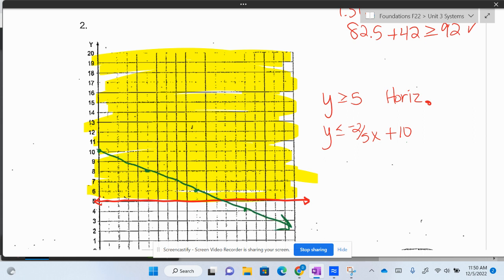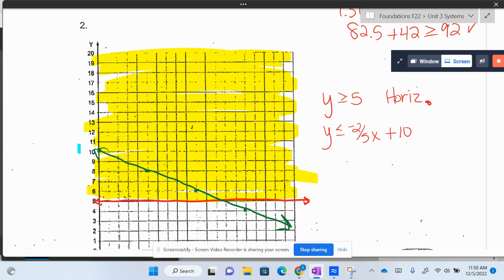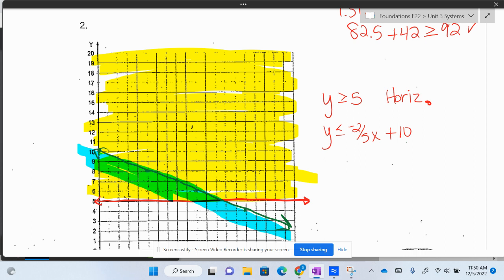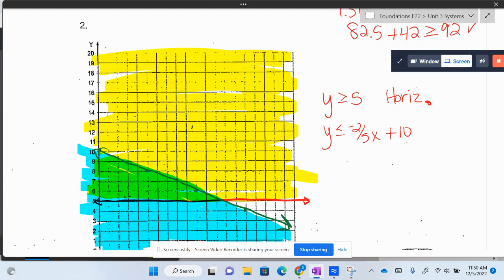Am I shading above this or below this? Below, because it's less than. It's the less than symbol, so I have to shade below this line. So the solution set, my yellow and my blue, turn into what? Green. So the green area is the solution set, meaning I can only pick a point in that green area. So I want someone to identify a point in the green area, and we're going to check it.